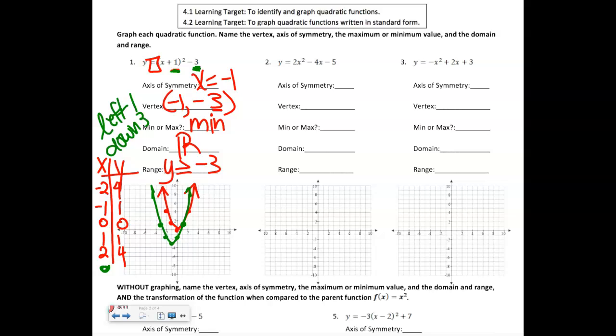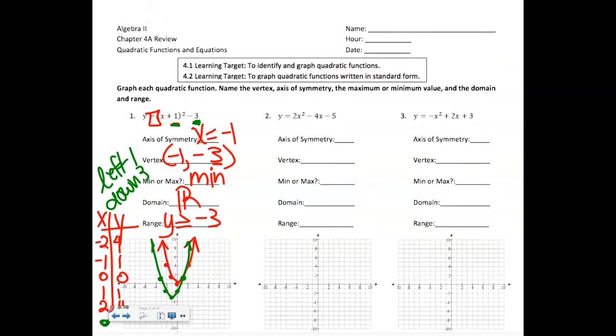Now for number 2 and 3, these are in standard form, and we have a little bit more work to do, but at least we don't have to make a table. So for these two, we have to find our axis of symmetry first, and I'm going to write this up here. Reminder, our equation for axis of symmetry is x equals negative b over 2a, and we're going to use that on several problems. So this first one here, I'm going to say x equals, notice our b is negative 4, so I'm going to flip the sign, so it's actually going to be positive 4 over 2 times 2.